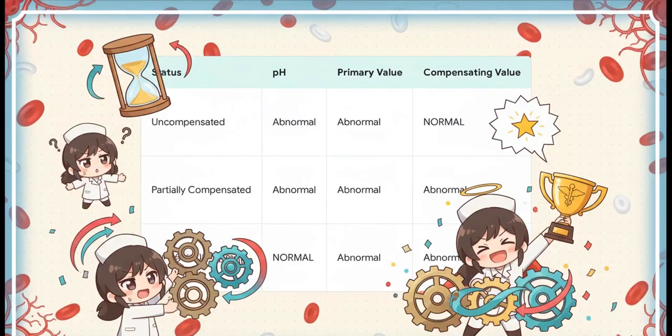And that compensation piece is key. If the other system's value is still totally normal, nothing's happening yet. It's uncompensated. If all 3 of your main values are abnormal, the body is trying to fix things, but the pH isn't normal yet. That's partial compensation. But if your pH is back in the normal range, but the CO2 and bicarb are still abnormal, that's your hero moment. The body has fully compensated.